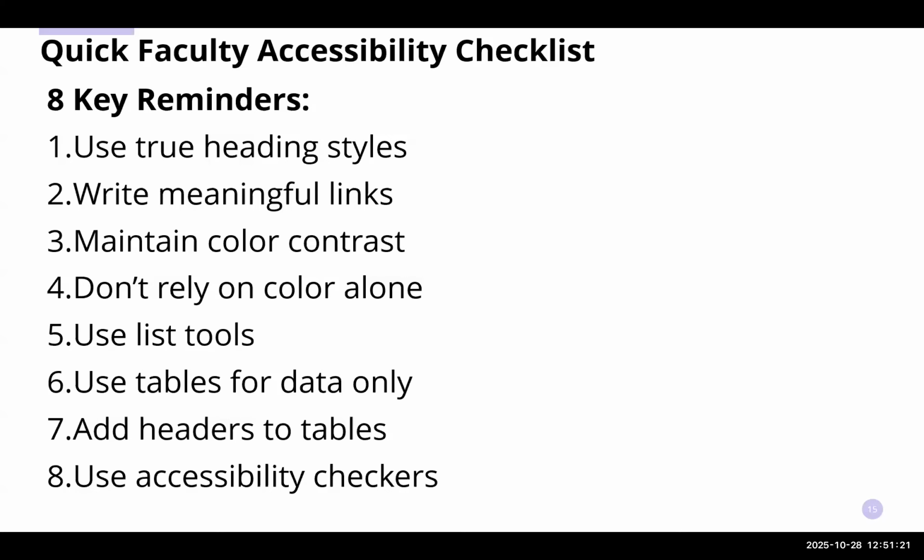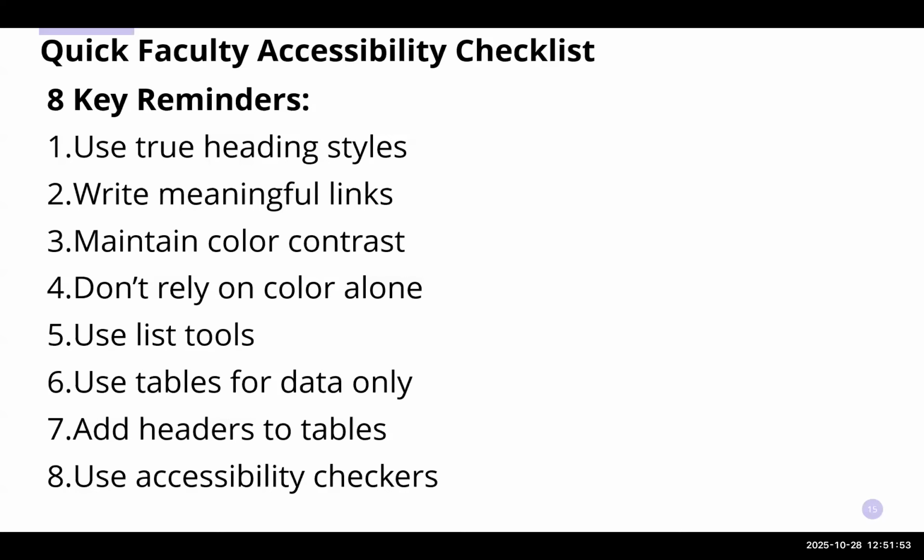When you use lists, always use the built-in bullets or numbering tools so assistive technologies can identify them. For links, write descriptive text that explains where the link leads to and avoid phrases like "click here" or "read more." In tables, use real table tools, add proper table headers, and avoid merging cells. Keep them simple and easy to follow.